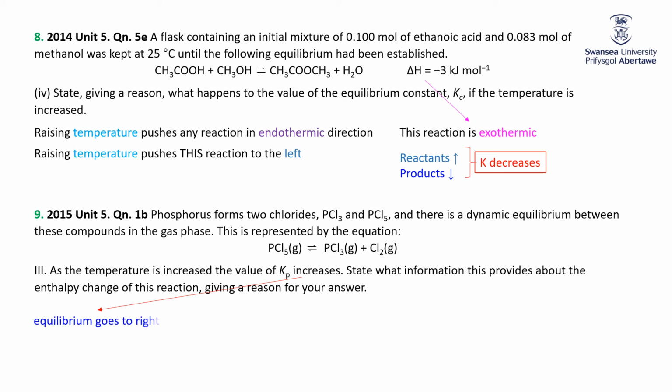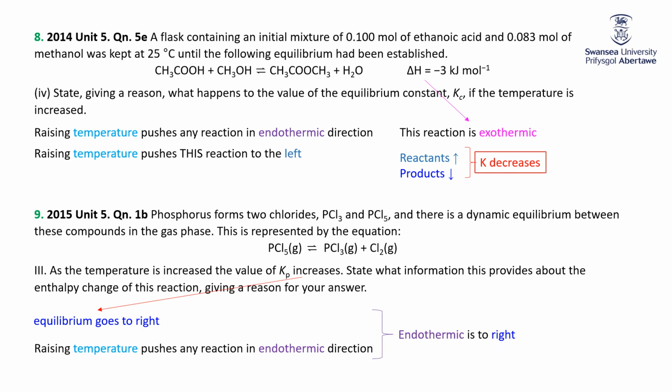So, as we know, raising the temperature pushes any reaction in the endothermic direction. We also know that right here, because Kp is increasing, the equilibrium goes to the right. So putting those together tells us that the endothermic direction is to the right. Increase the temperature, reaction goes endothermic. Increase K, reaction goes to the right, thus endothermic is to the right. Delta H is a positive number.